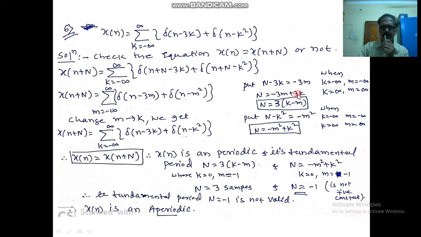So let us substitute these two here in this equation. I am changing k equals minus infinity to plus infinity for the first term to m equals minus infinity to plus infinity. Delta of n minus 3k, I substitute as delta of n minus 3m. Plus the second term, summation k equals minus infinity to plus infinity.